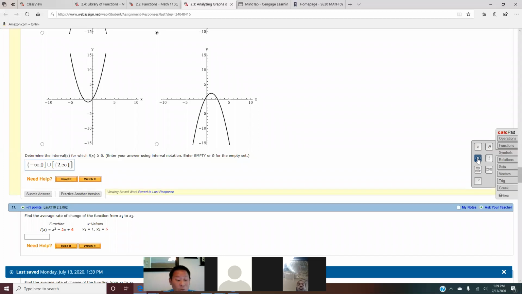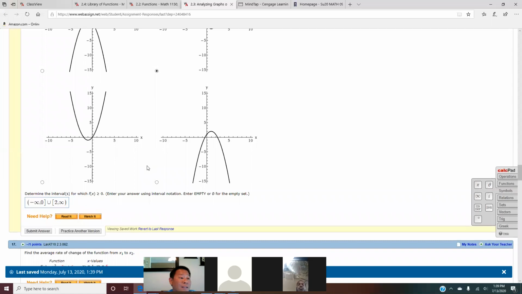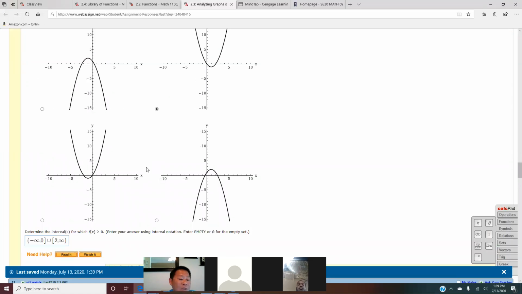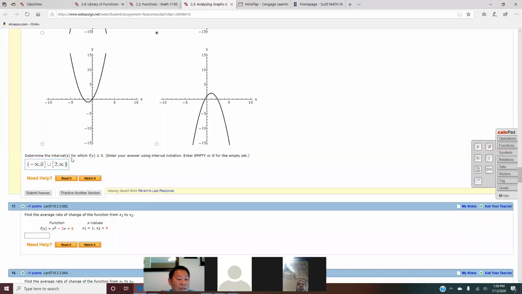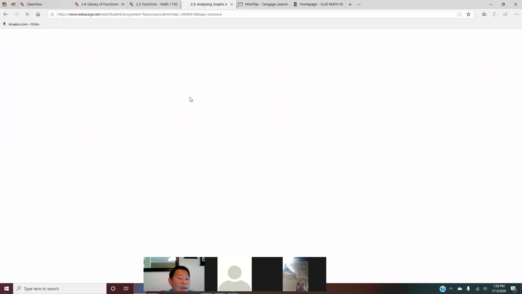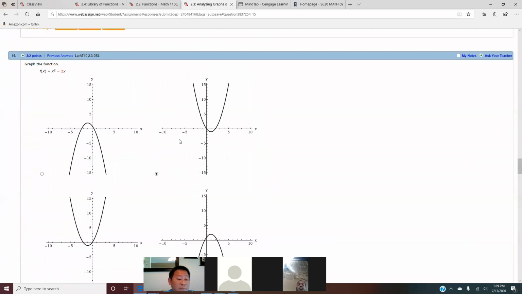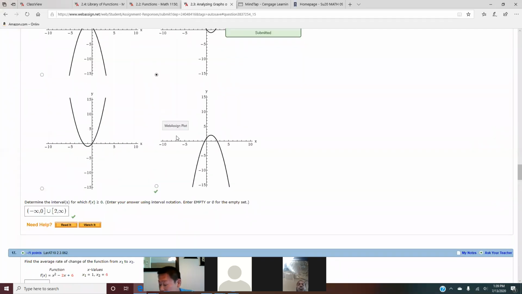So this is your answer in this case for question 16, finding the intervals for which f(x) is greater than or equal to 0. So you go from negative infinity to 0, which is the first part, and then after that 2 to infinity. So this is question 16.